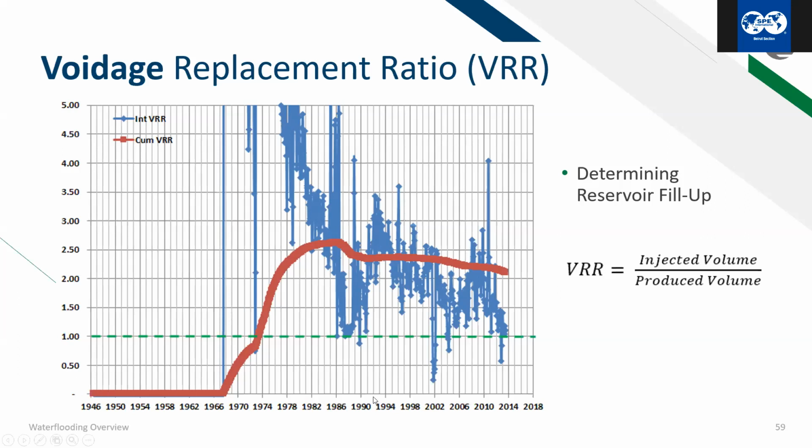Yep. So the blue line here is your instantaneous VRR, or what you calculate on a monthly basis, and the red line is your cumulative VRR. Generally, you always want your instantaneous to be at 1 or above, but the goal is to get your cumulative back up to 1 so that you have restored your reservoir pressure, or to hold it above 1 or above 1.2.